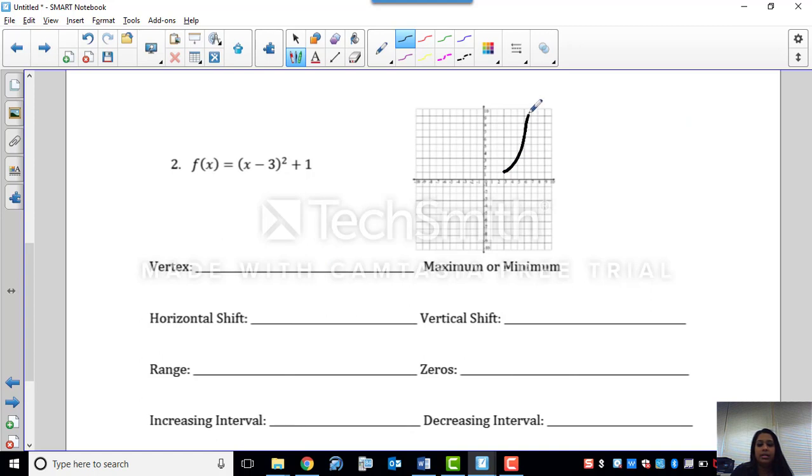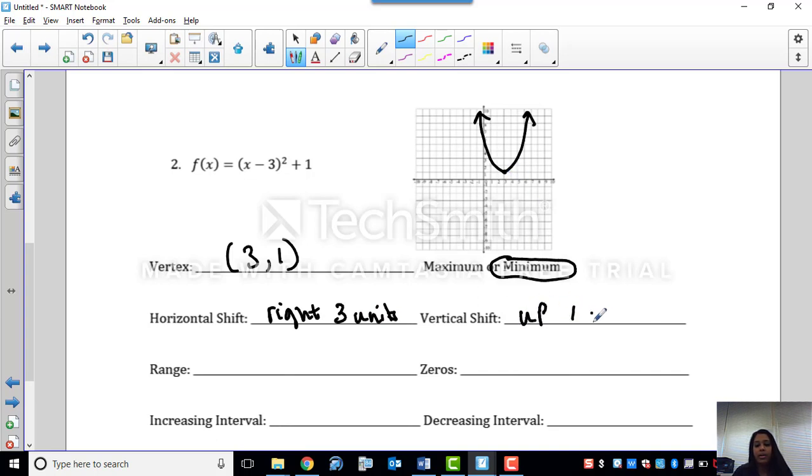Oh, gosh. Let me try to graph this again. I'm going to try my best here. It's not too bad. Here's your vertex, 3, 1. This has a minimum. So I always have to think about this twice because it's here at the bottom. This has a horizontal shift and move to the right 3. So I'm just going to say right 3 units. And it has a vertical shift of up. So this is up 1 unit.